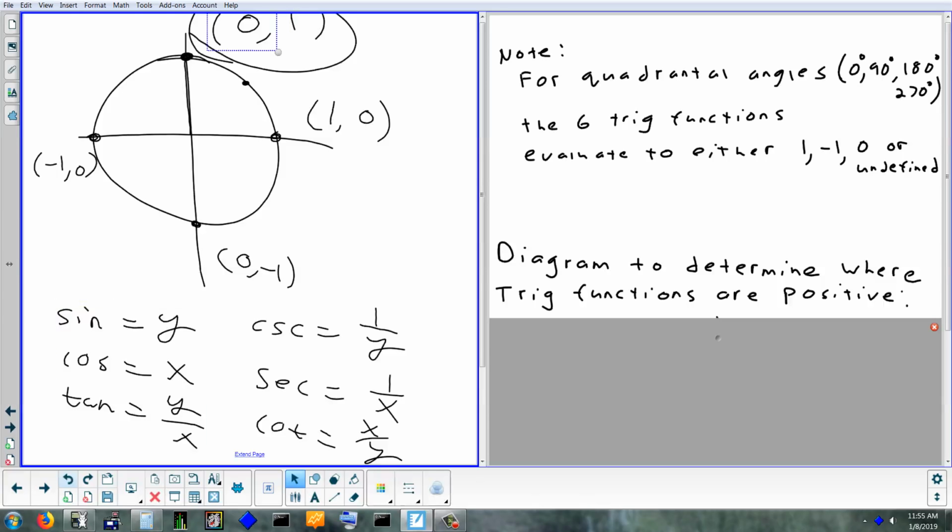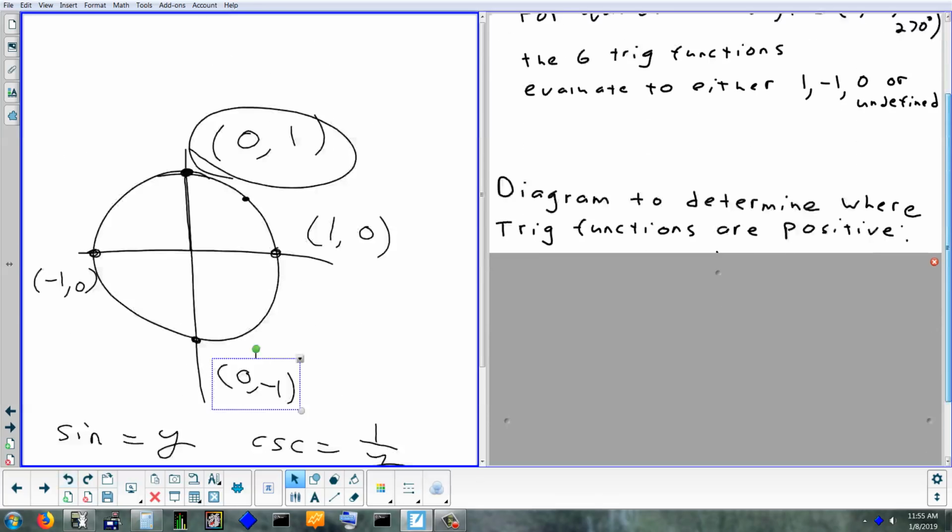How about, what if I said, what's the sine of 270? What would that one be? -1. Yeah. Sine is the y value. There's your coordinate for 270. Y value is -1.